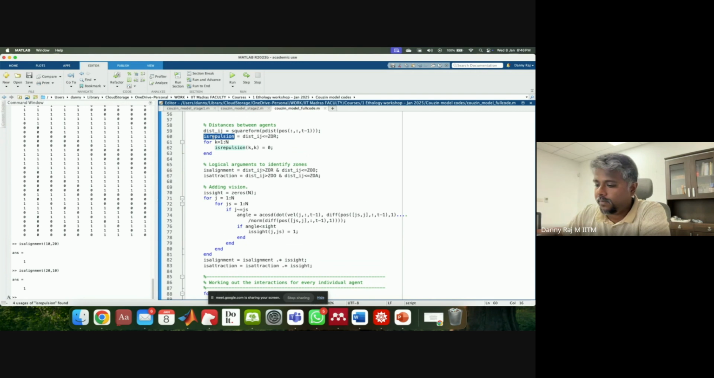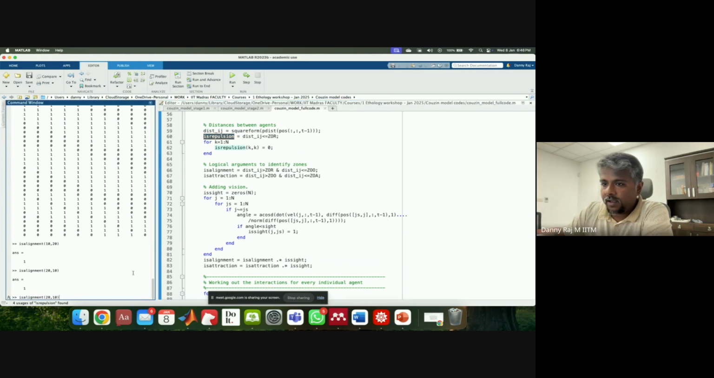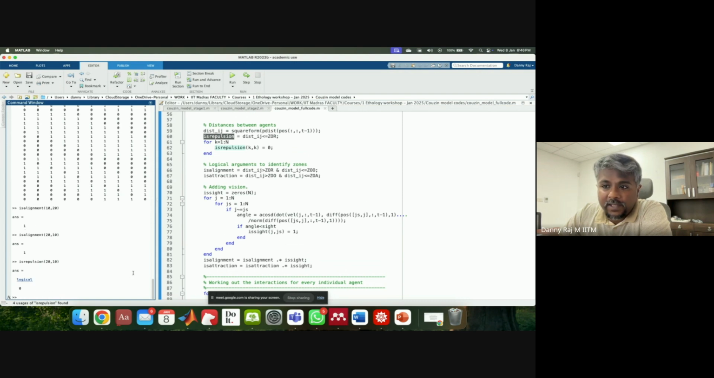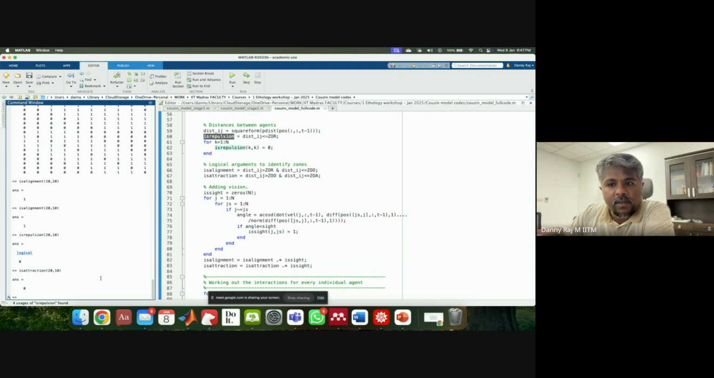So is repulsion tells you whether there's something within the repelling distance. So let's look at some is repulsion. So if you look at, they are non-aligning, right? So is repulsion of 20 cross 10, will it be 0 or 1? It will be 0, because 20 cross 10 is in the alignment zone, which means it's not part of the repulsion zone. Similarly, is attraction will be 0 because they are all non-overlapping zones.